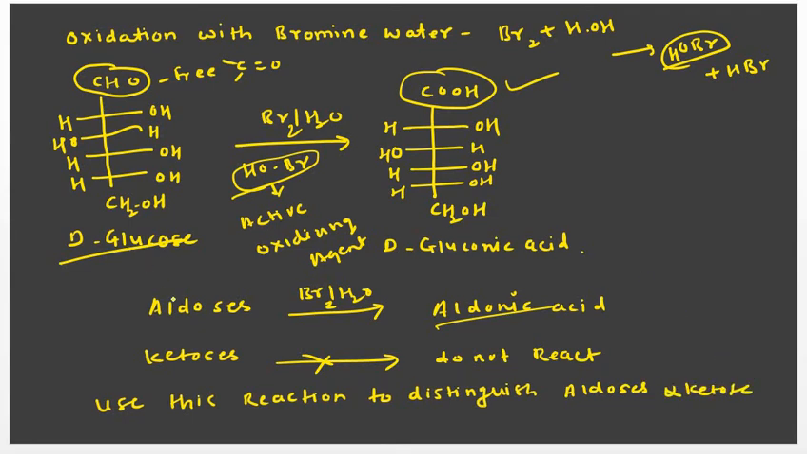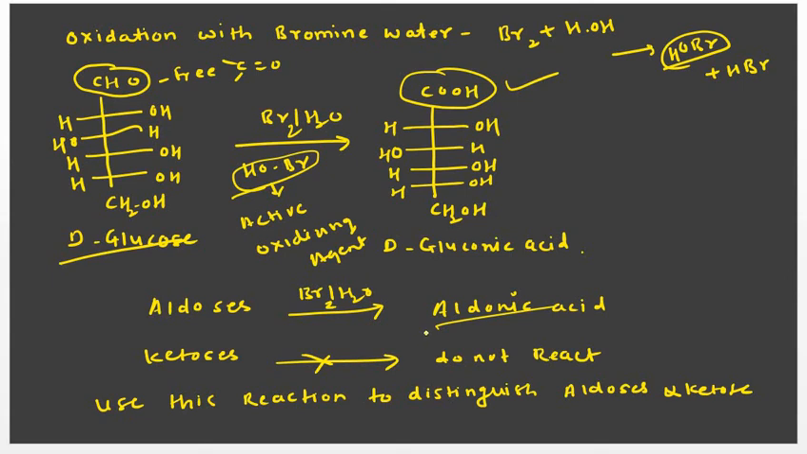So if we want to distinguish D-glucose and D-fructose, then we can use this method in the laboratory. D-glucose can react with this bromine water to form D-gluconic acid, but fructose will not react with bromine water. So there is a decolorization when D-glucose reacts with bromine in water to form D-gluconic acid, but there is no decolorization when D-fructose reacts with bromine water. So in this way we can use this test to distinguish between D-glucose and D-fructose in the laboratory.